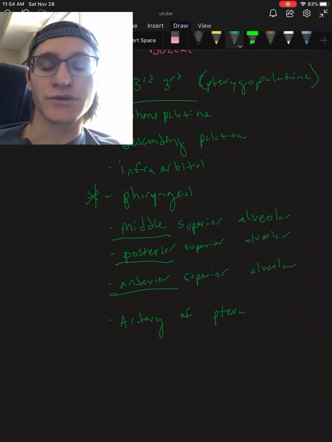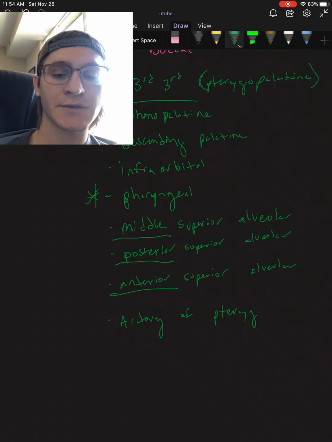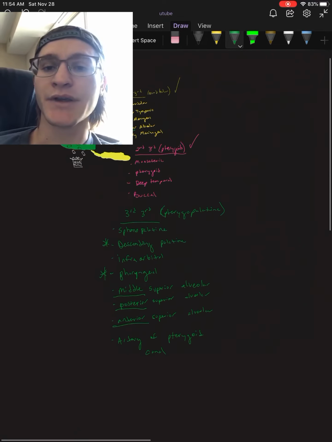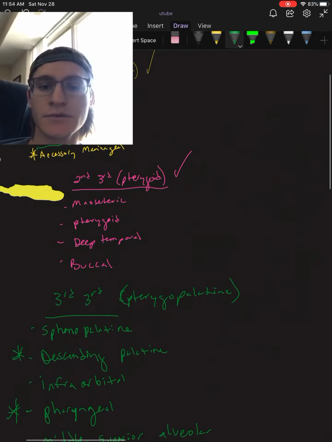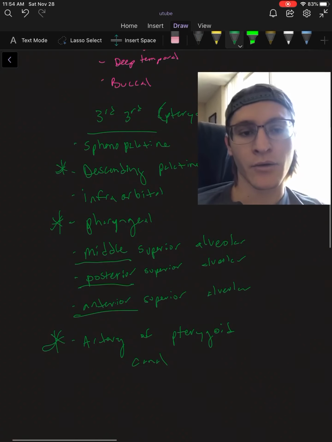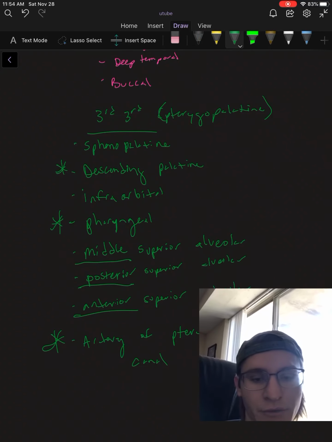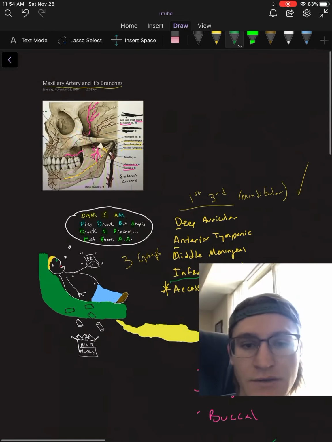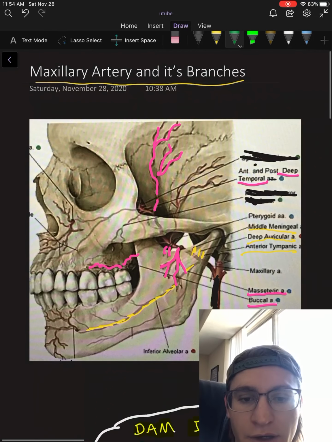And don't confuse this with our pterygoid artery. They are different. So this is the artery of the pterygoid canal. I say pterygoid because the P is silent, just like in pterodactyl. So artery of pterygoid canal, and we cannot see that. That's why I'm going to star that one. So damn, I am pissed drunk, but stupid drunk I prefer.